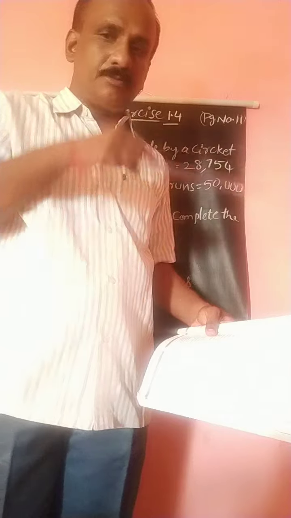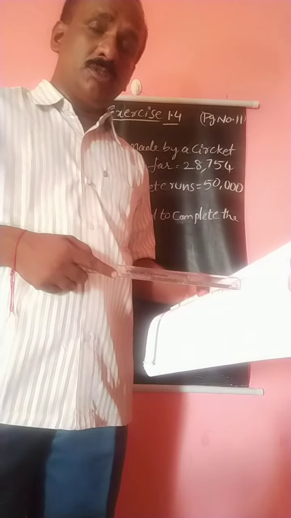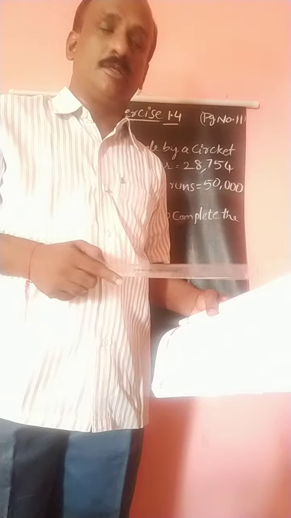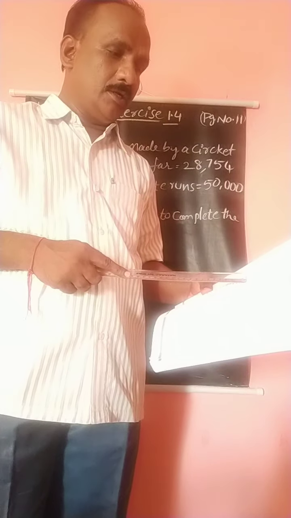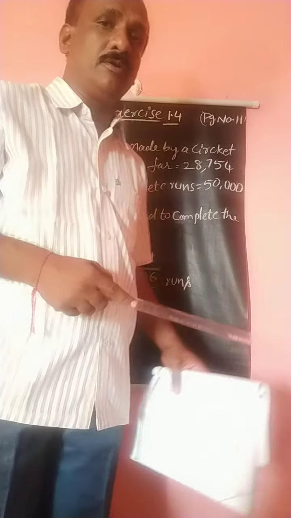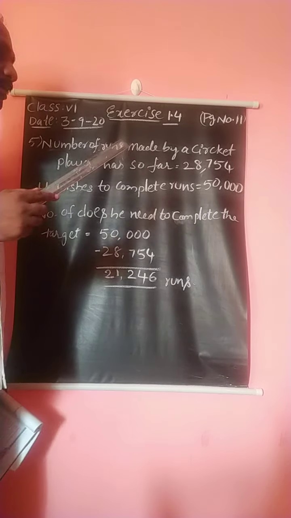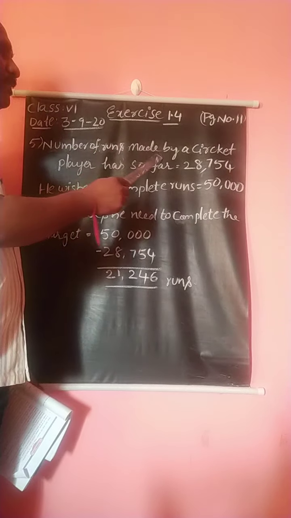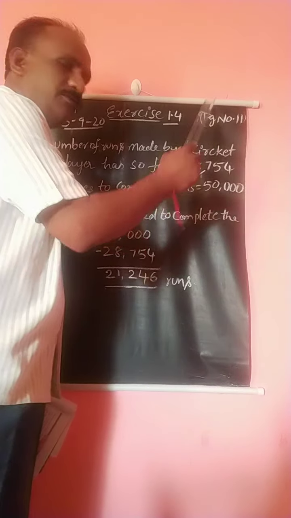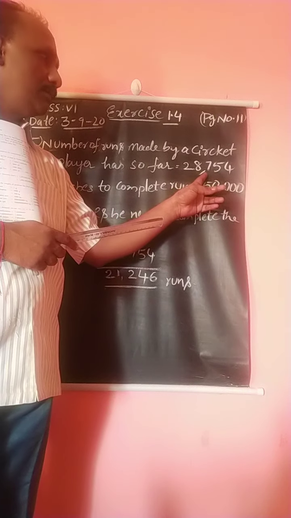Children, for that, you read the question a number of times, read and read. The problem should be read first of all to understand. After understanding, what is given and what you have to find out. So, how many runs has he made? The number of runs made by the cricket player so far is 28,754. This many runs are finished so far.